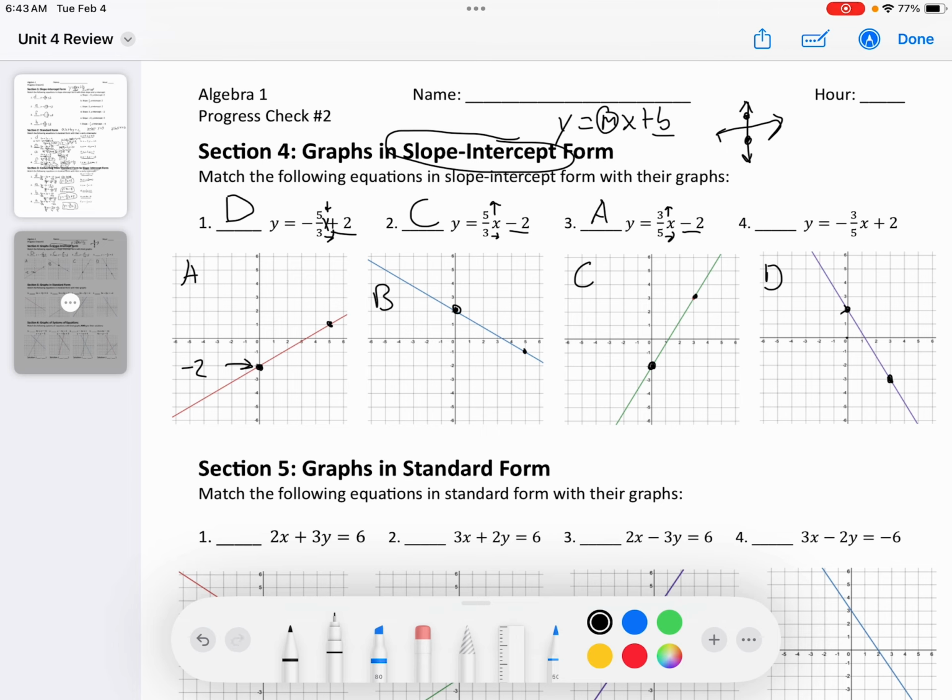So that leaves graph B must be the graph for equation 4. But let's double check. This tells me that it's going to cross at 2, which it does. This crosses at a positive 2. And then it tells me that since it's negative, I should be going down 3 and right 5. So from this point, I go down 1, 2, 3, and right 1, 2, 3, 4, 5. And yes, graph B does match this equation.